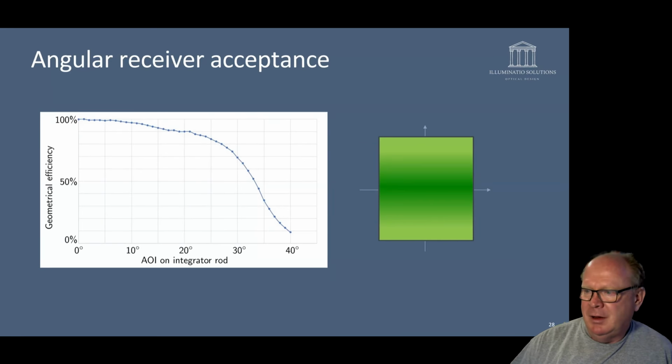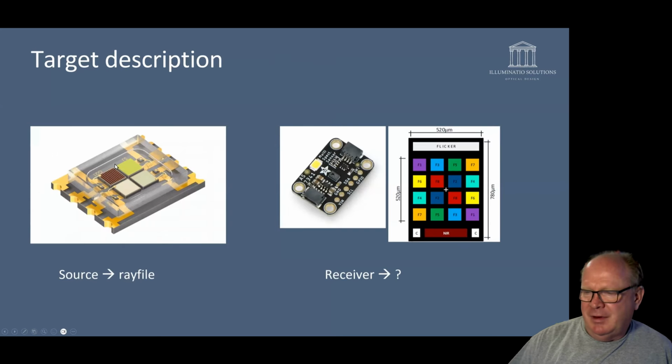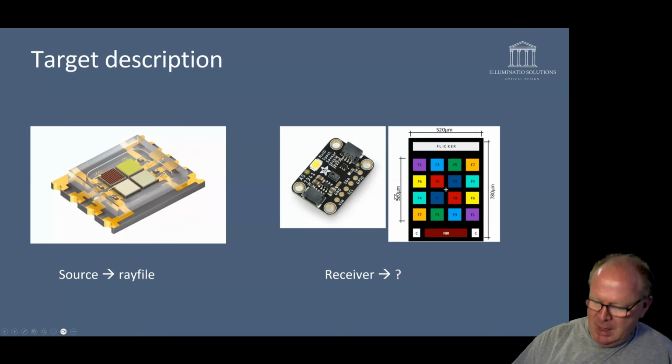So we're coming to an end. If I have a complicated source, I usually describe it by a ray file. If I have a complicated target like this AMS sensor, can I describe it by something similar, like a sensitivity distribution file or whatever? I don't know, but maybe we can think about it.